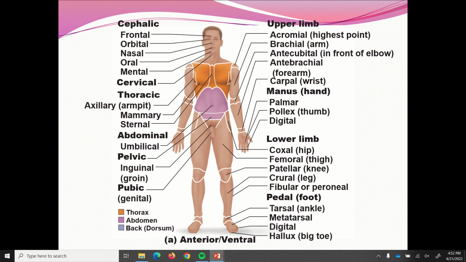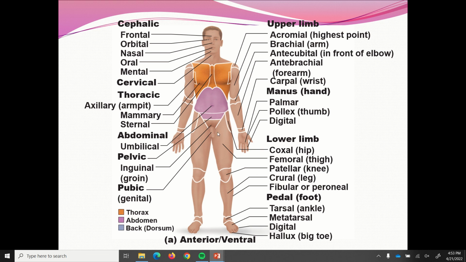Now let's look at the upper and lower limbs, or the axial or appendicular division. In the upper limb, acromial is the outer shoulder. Brachial is the upper arm. Antecubital is the front of the elbow. Antebrachial is the forearm. Carpal is the wrist. Manus is the entire hand, and it consists of the palmar or palm, pollex, the thumb, and digits, which is the index through pinky.